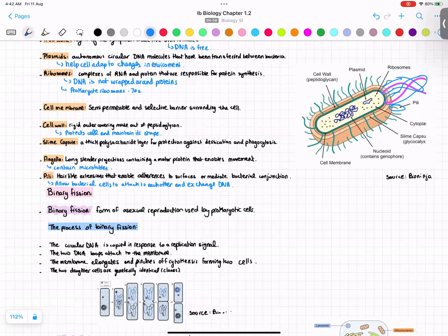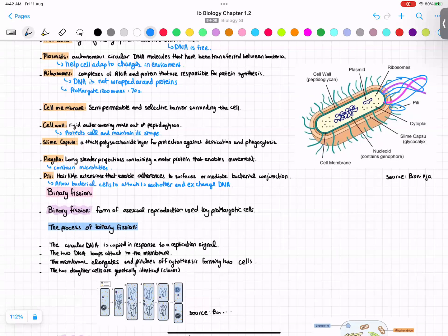After that, the membrane elongates and pinches off cytokinesis, forming two cells. So basically, this is a bit complicated because cytokinesis is actually in mitosis, which happens in section 1.6. If you don't know what it is, just know that it's part of mitosis, which is the division of cells, the replication of cells. But you don't have to know what mitosis is in detail until chapter 1.6.